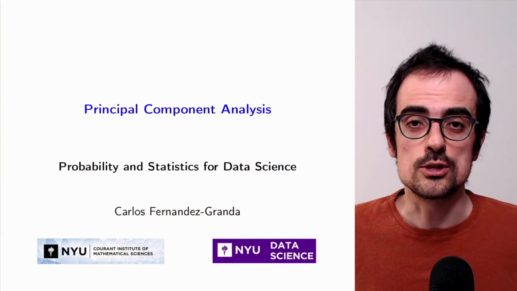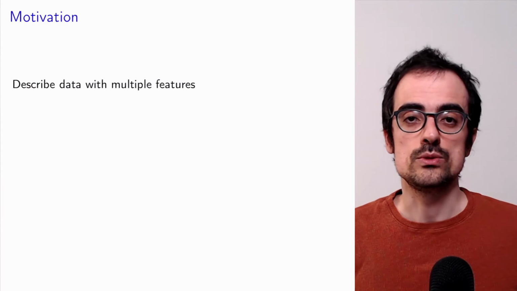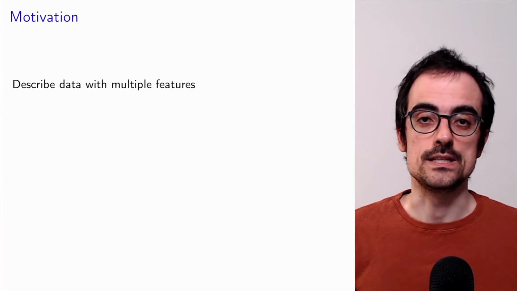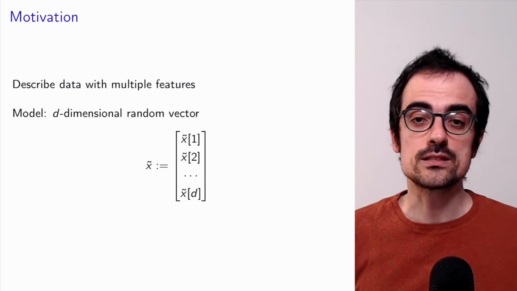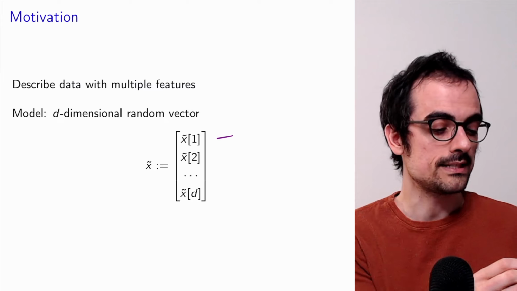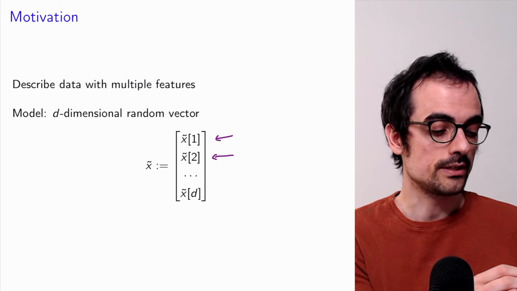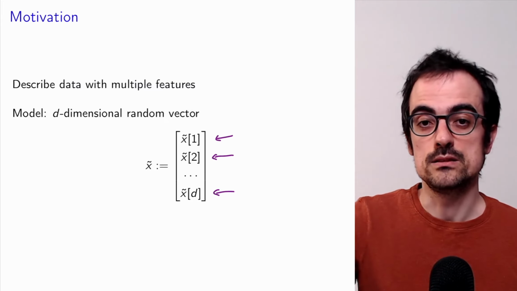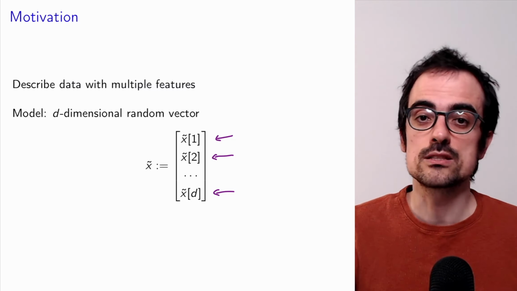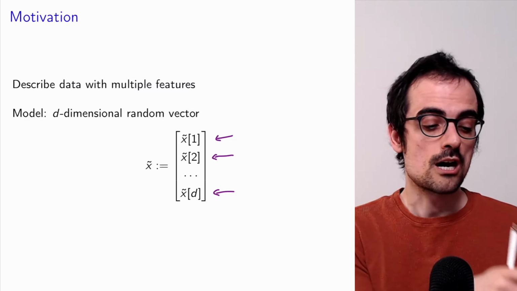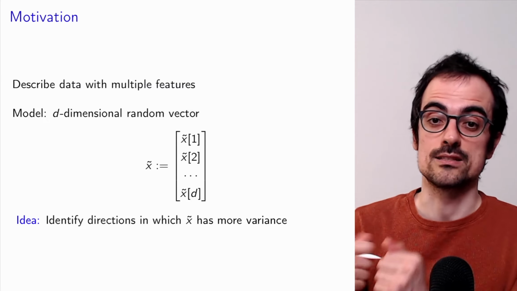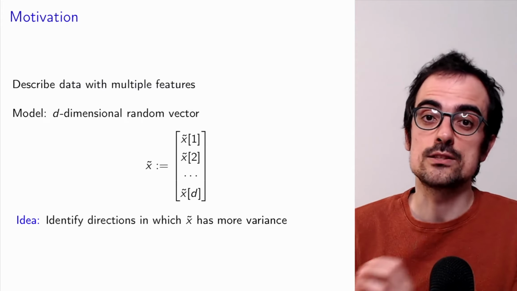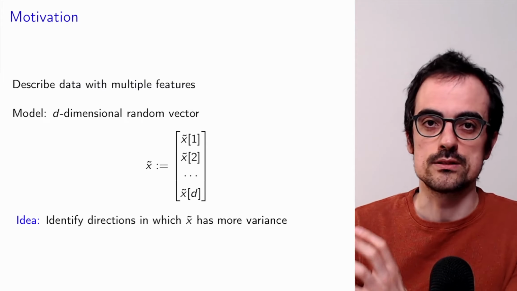Let's get to it. We're going to talk about principal component analysis, and our goal is to describe data with multiple features. We're going to start by representing such data as a random vector where each entry is a random variable corresponding to each of the features. So we have a d-dimensional random vector, because we have d features. Our idea is that we want to identify the directions in which this random vector has the most variance, because we believe that those directions are going to capture important structure in the data.